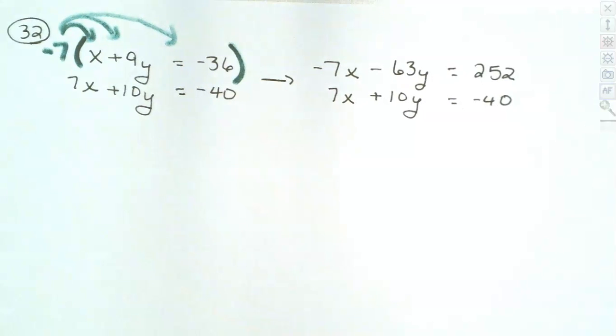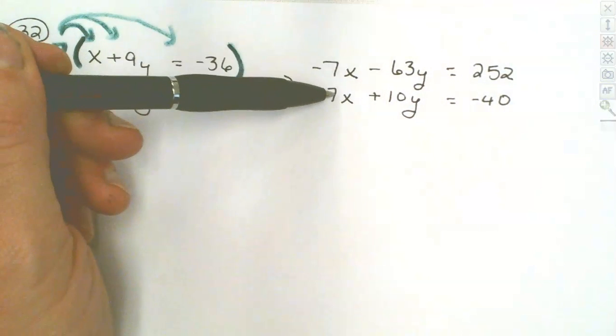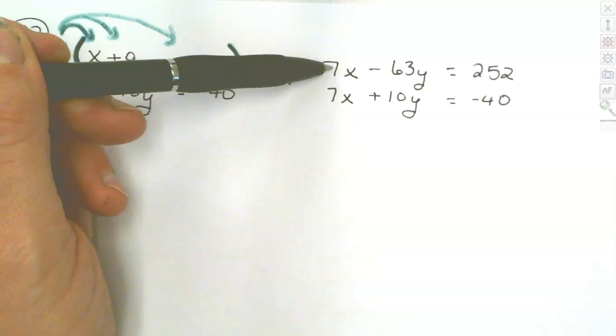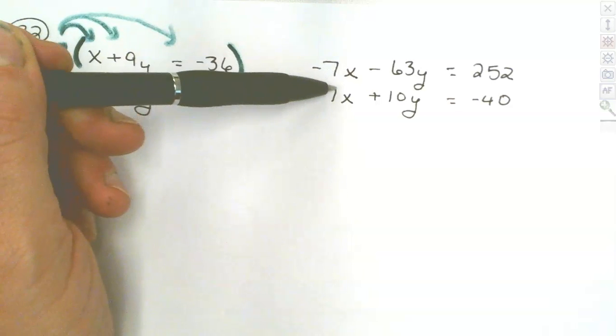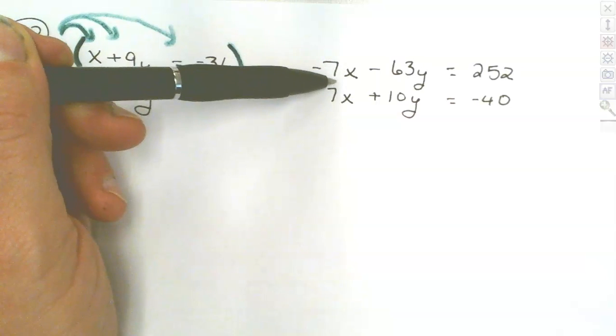Now, why did I do that? Because when I look at it now, look at my two equations written on top of each other. If I were to add down, what would happen to my x's? If I were to look down here, those x's would cancel out, wouldn't they?